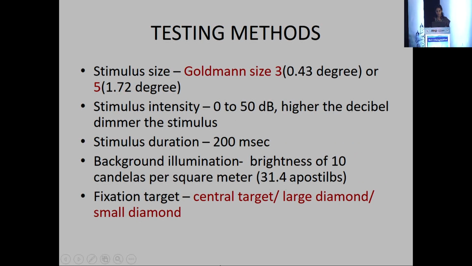Goldmann size 3 is the commonly used stimulus size, and Goldmann size 5 has to be chosen in patients with poor vision. Central fixation target is what we commonly use, and the large diamond is used in eyes with poor central vision, such as macular pathologies, and the small diamond is used for foveal threshold testing.